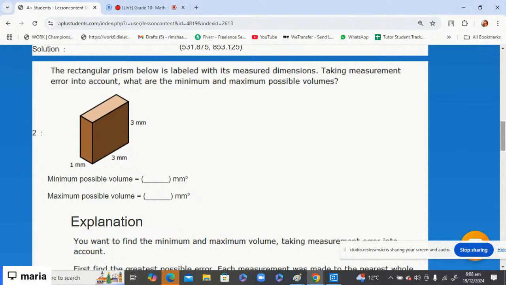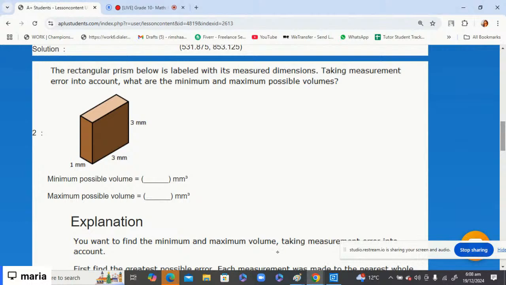So here is the question: a rectangular prism below is labeled with its measured dimensions. Taking measurement error into account, what are the maximum and minimum possible volumes? So the dimensions are 1 millimeter, 3 millimeter, and 3 millimeter. What is the minimum possible volume, and what is the maximum possible volume?